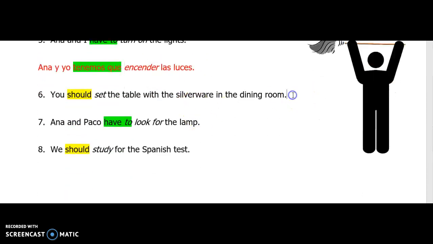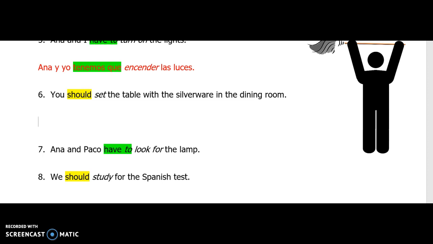Okay. We're going to change it up again. Let's try a deber sentence again. You, we're going to assume it's tú. Should, deber. It's an ER verb. What's the ending? Debes. What are we going to do? We are going to set. Poner. What are we going to set? La mesa. What are we going to set it with? Con los cubiertos. You're in the dining room. El comedor.